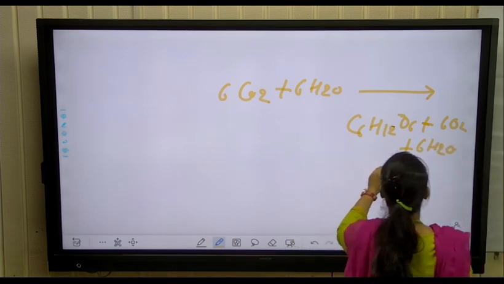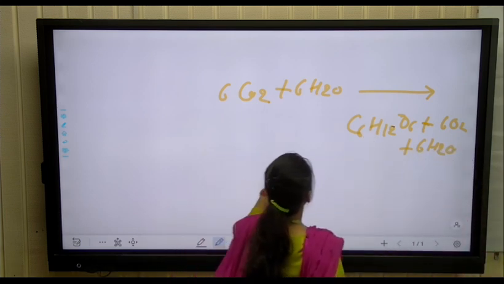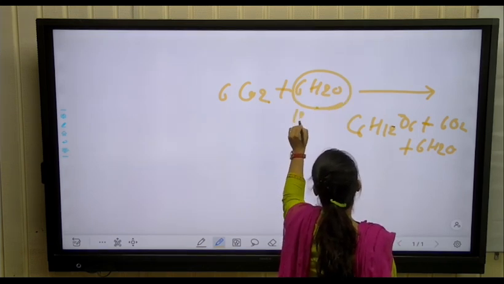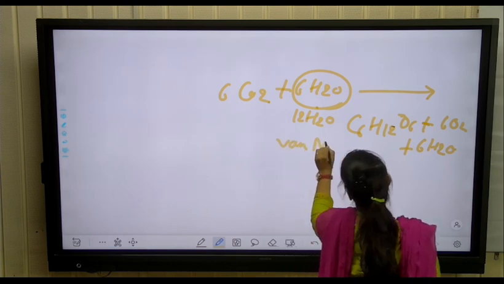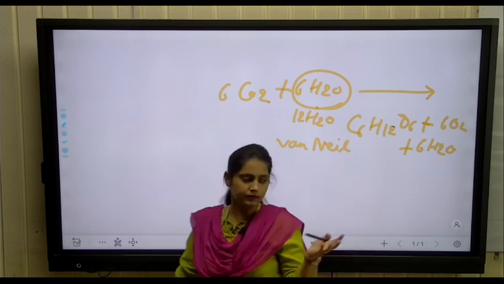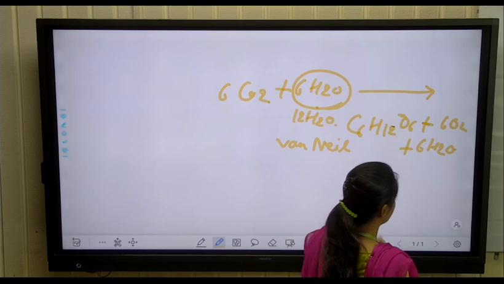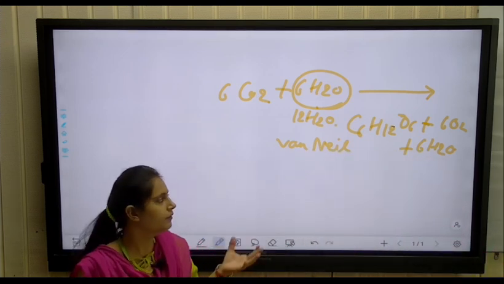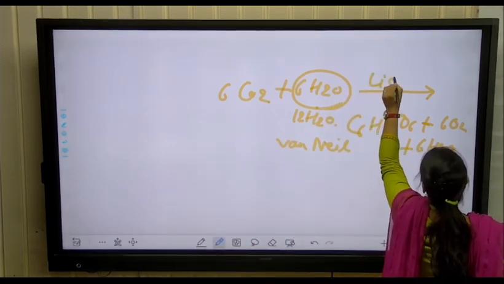So this is the simple equation of photosynthesis, but here the water molecule is 12 in number. This was given by van Niel, as he suggested that the oxygen evolved in the process of photosynthesis comes from the water molecules. So water molecules are more in number because oxygen is generated from these molecules, and this whole process requires light.